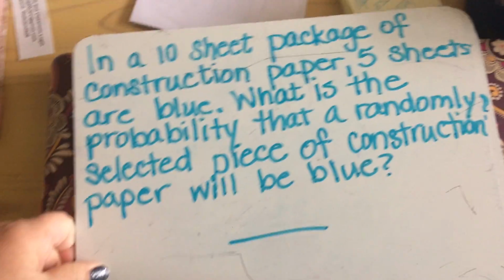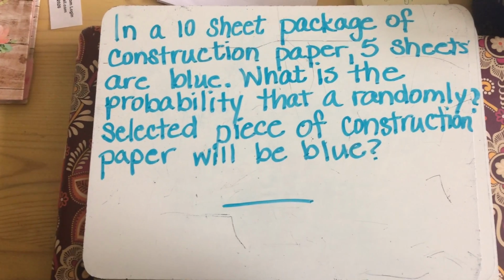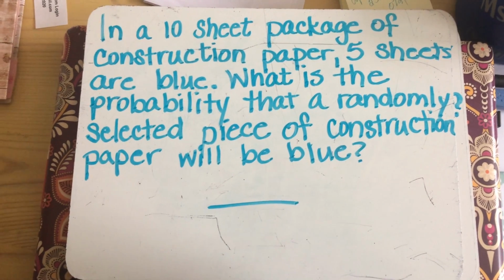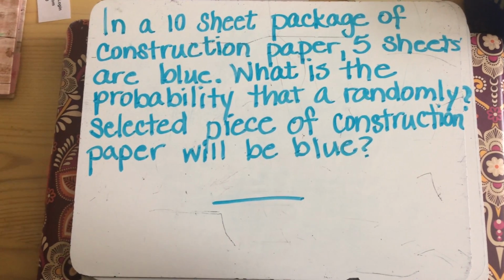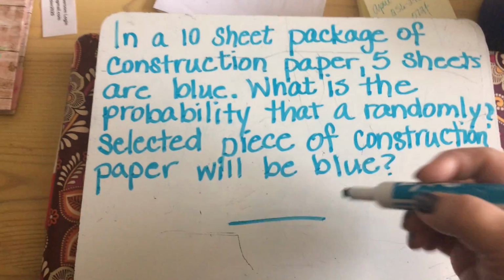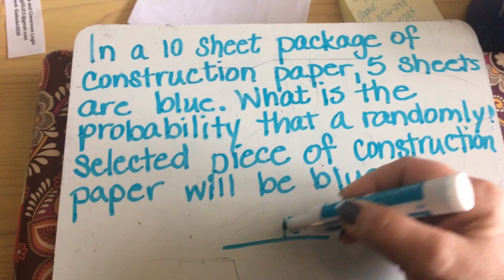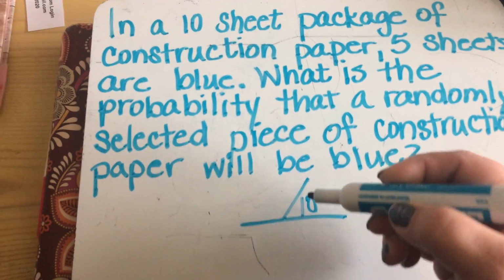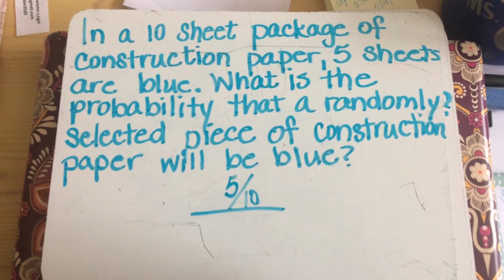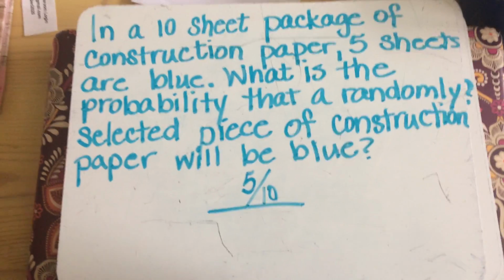Here's another one. In a 10-sheet package of construction paper, 5 sheets are blue. What is the probability that a randomly selected piece of construction paper will be blue? Well, okay, how many pieces do we have? Well, we have 10. And how many are blue? Well, we have 5 that are blue. So you have a 5 out of 10 chance that the one you picked would be blue.